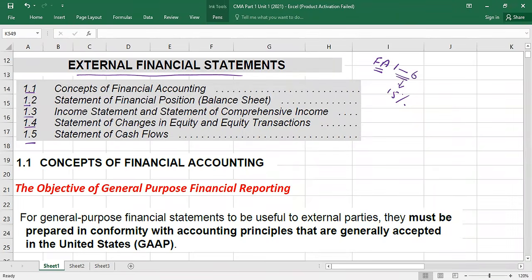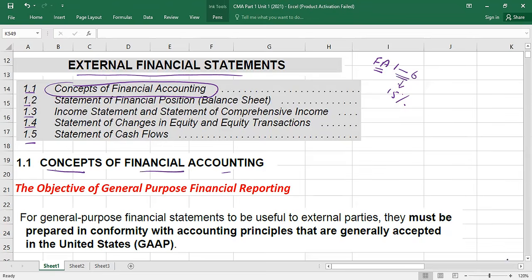So the first topic I'm going to start, which is known as concepts of financial accounting. Obviously, we are not going to study debit and credit rules. CMA assumes that you have basic knowledge of accounting. Here we will talk about the reporting side only. Okay, so here we go. We are going to discuss the concepts of financial accounting.